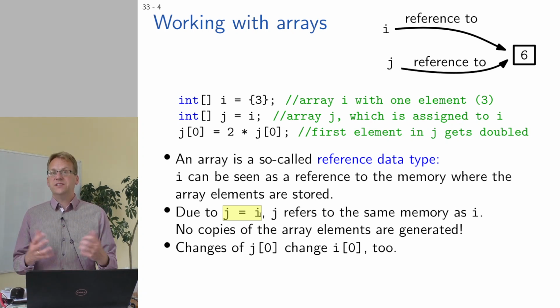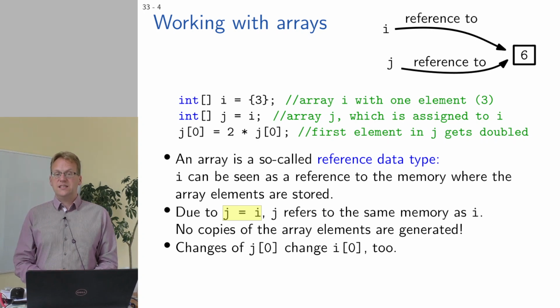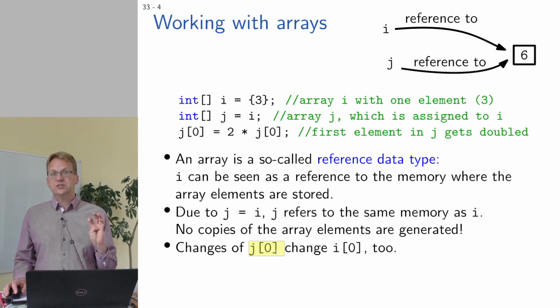So we do not create a copy of that array in particular. It's just that j and i are now referring to the same array. And then, of course, if we change the value at some position of j, at the same time the value at the same position in the array i will also be changed, because in fact there is just one array. So that is important when working with arrays.